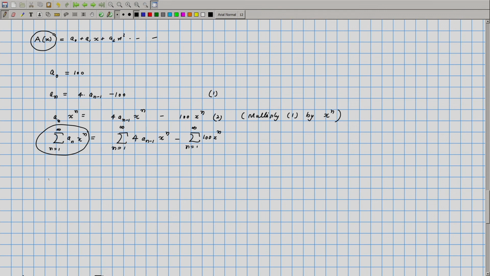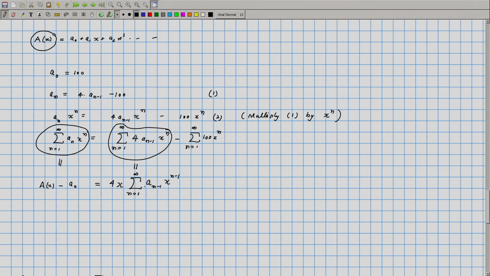So, this we can rewrite as A x minus A 0, whereas the second term here, if we take x outside and 4 outside, what we have is summation n is equal to 1 to infinity a n minus 1 x raised to n minus 1.